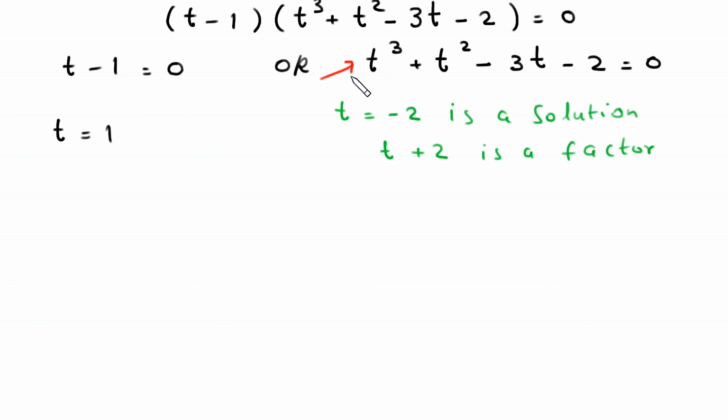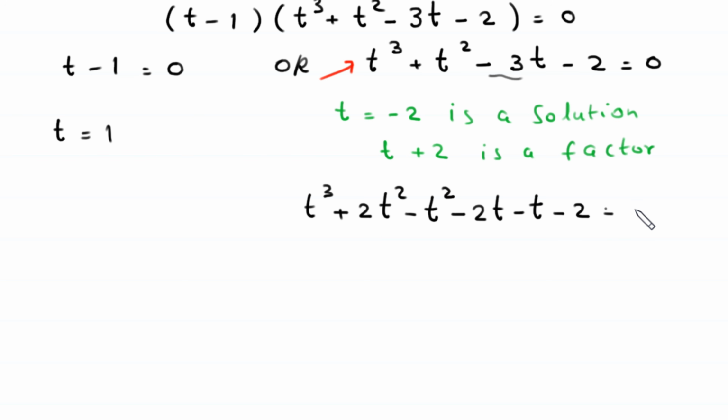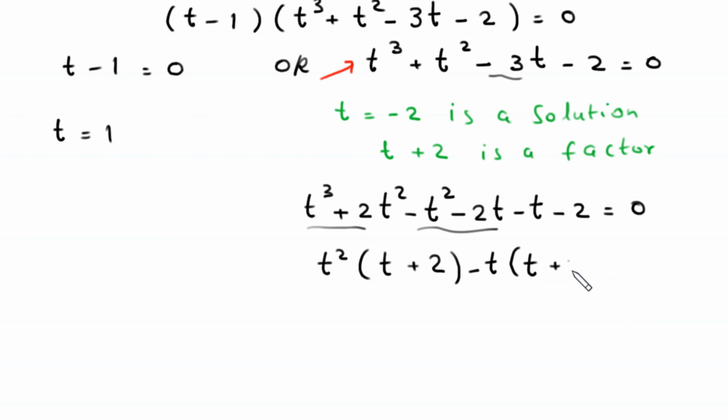So we can rewrite this equation as t cubed plus 2t squared minus t squared, and we write negative 3t as negative 2t minus t minus 2 equal to 0. From these two terms we can factor out t squared, in bracket t plus 2, and from these two terms we can factor out negative t, in bracket t plus 2.